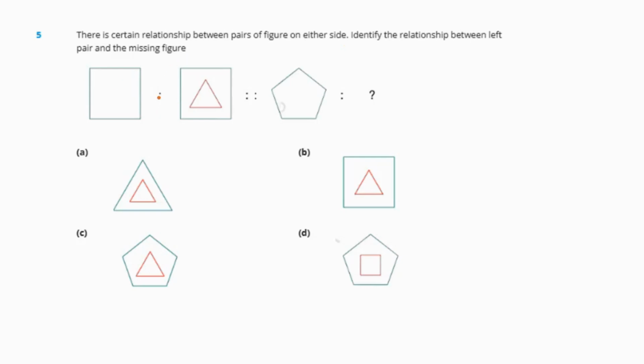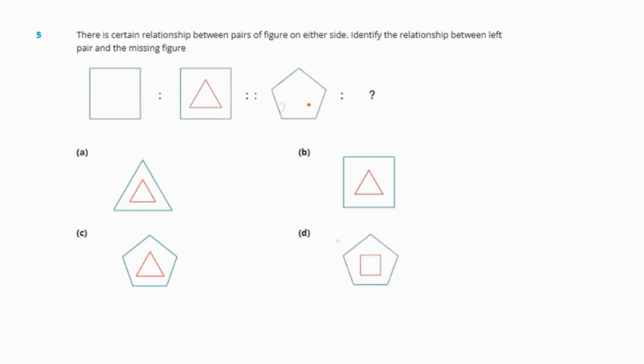Yes. So when you examine these figures, you can see that here a square is there. Inside, you can see a triangle, right? So next, also the same thing. You can see it's a pentagon only, right? So same thing when you have to follow here means what? Here also inside the pentagon, there will be a triangle, right?